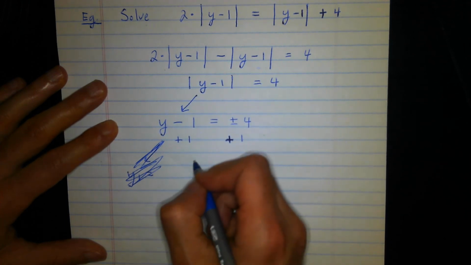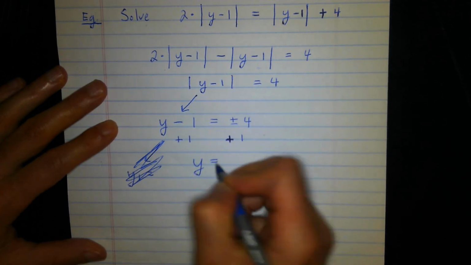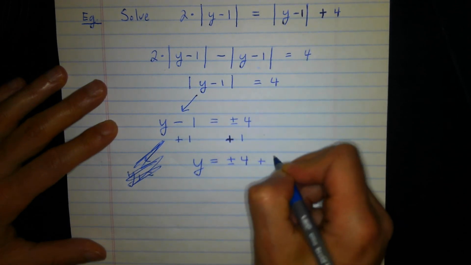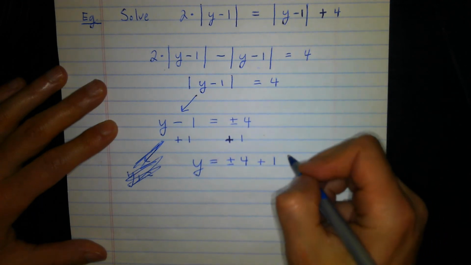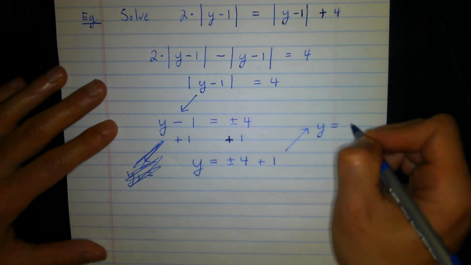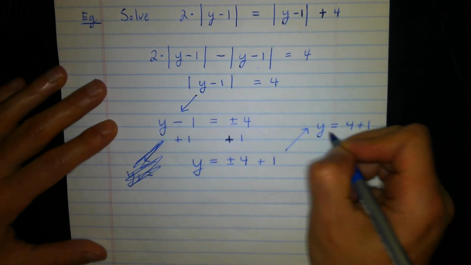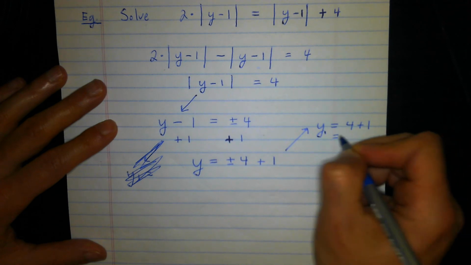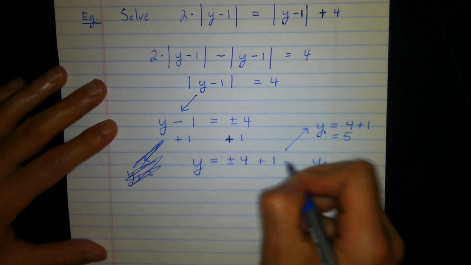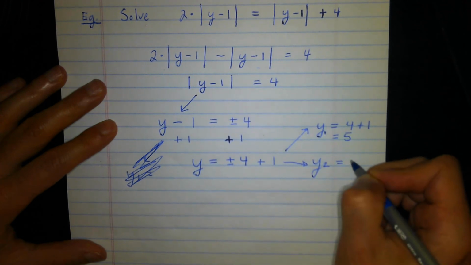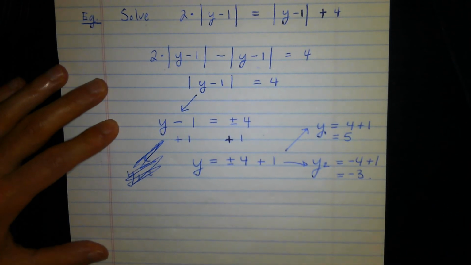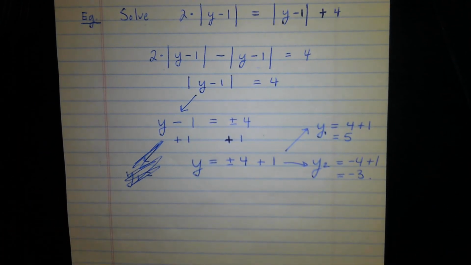All right, so what do we get? I just get y equals plus or minus 4 plus 1. Okay, and now we can finally do our two cases. So I get y equals 4 plus 1. Let's call that y1, which equals 5. And then I've got my y2, which is equal to minus 4 plus 1, which is minus 3. And those are the two solutions.